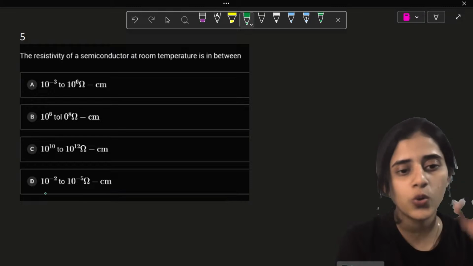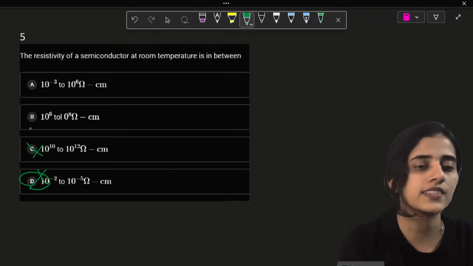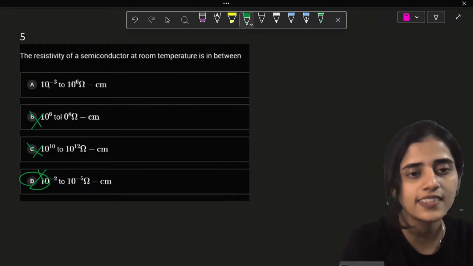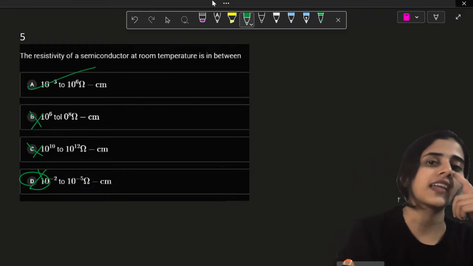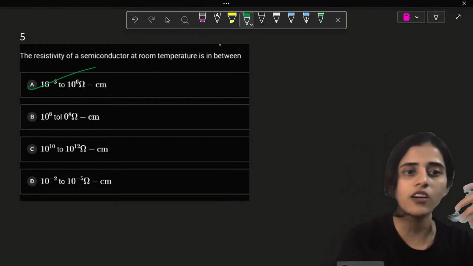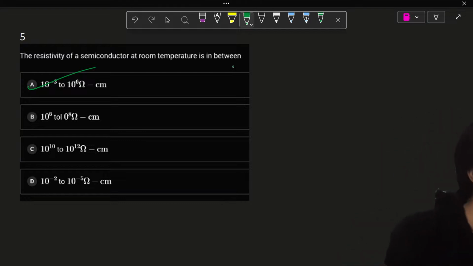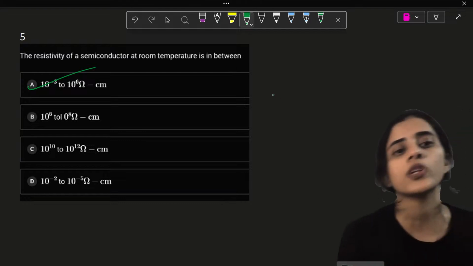So let's start from the lowest. This is too low, cancelled. Too high, cancelled. High, cancelled. So I think it would be option A. Option A is an option which is not too low, not too high because it's a semiconductor. It has to be between a conductor and an insulator.